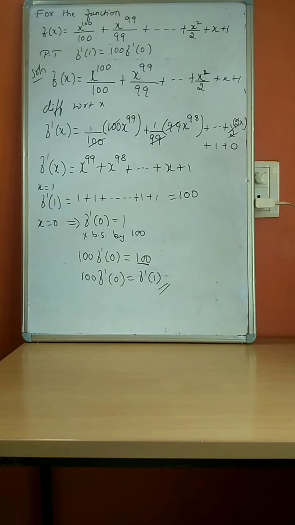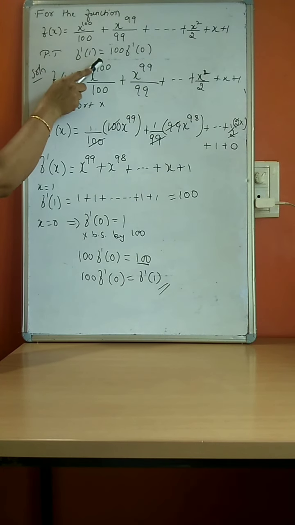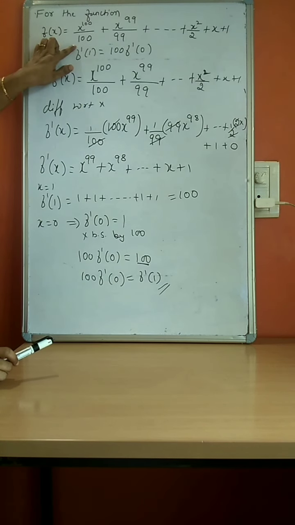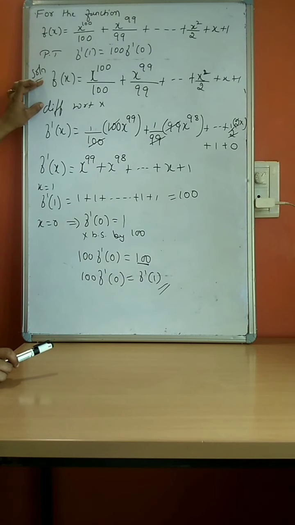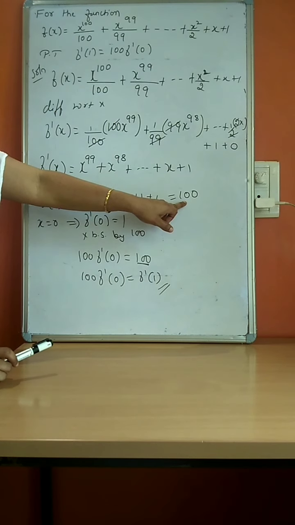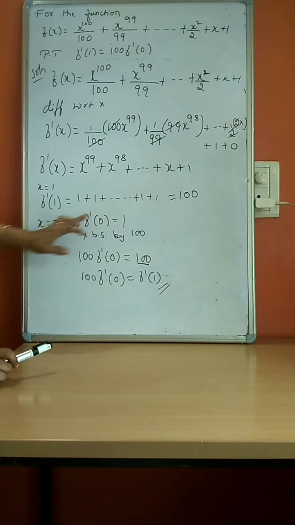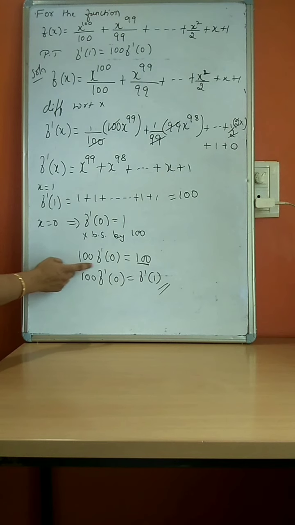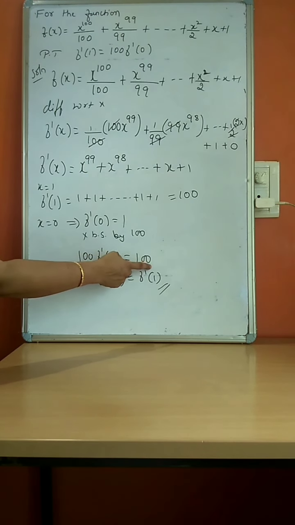Okay, observe carefully. For the function he has given, what are we going to prove? We are going to prove that f dash of 1 is equal to 100 f dash of 0. If he has given f dash, what we are going to do is differentiate the given function. After differentiating the given function, again put x is equal to 1. What we get? It must be equal to 100. Put x is equal to 0. What we get? 1. So multiply both sides by 100. What we get? 100 f dash of 0 must be equal to 100.